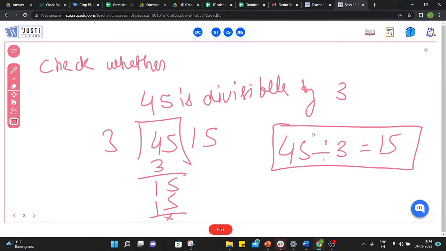Okay, so you have to keep all the things that I have told you in your head, that is, how to check divisibility, what are multiples and what are factors. Okay, and all these things.